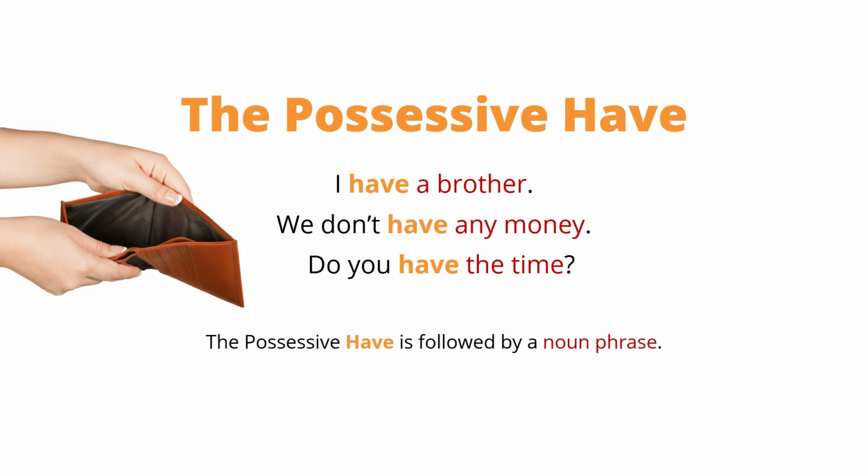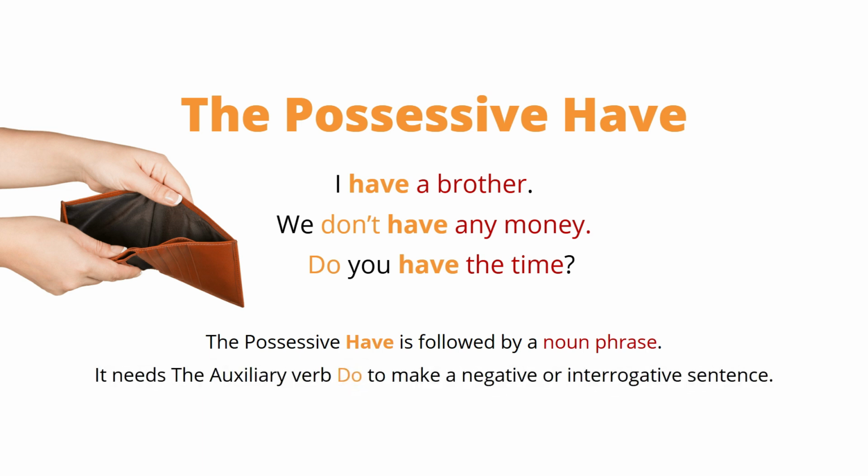The possessive have is followed by a noun phrase. I have a brother. We don't have any money. Do you have the time? It needs the auxiliary verb do to make the negative and interrogative sentences. So we need an auxiliary because this have is the main verb. So when we have as the main verb, we need an auxiliary, do, does, or did.